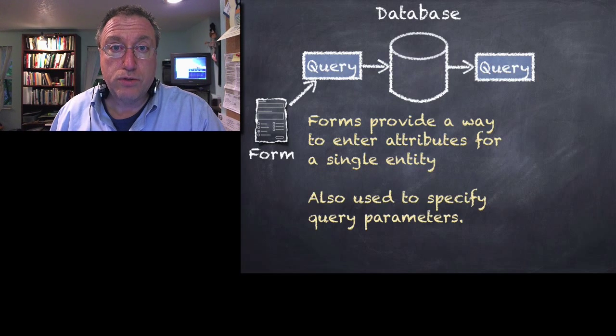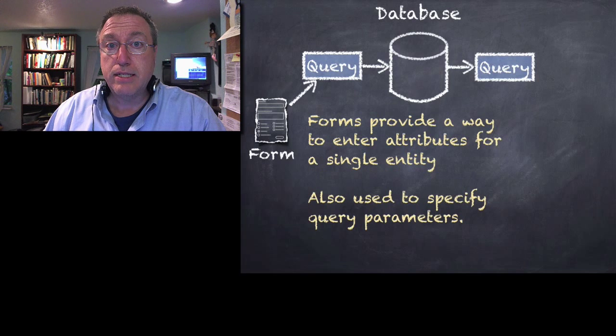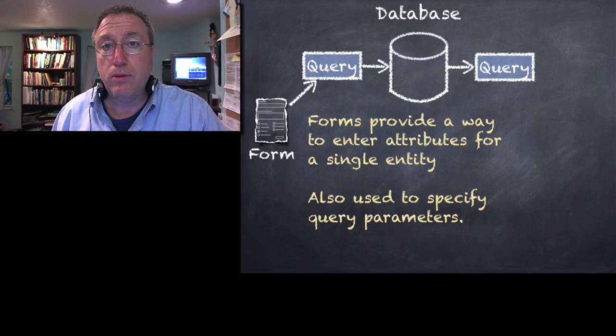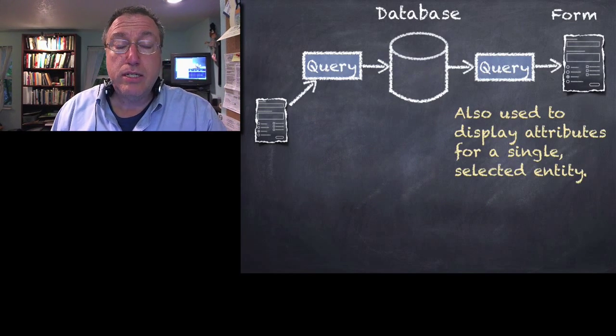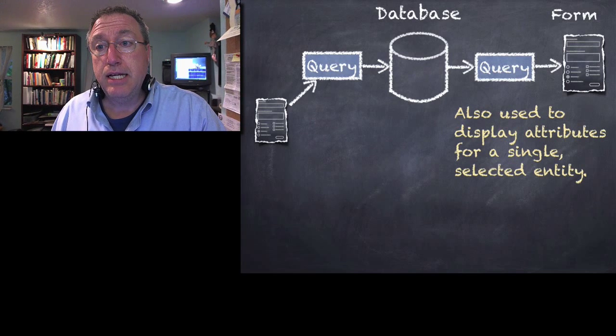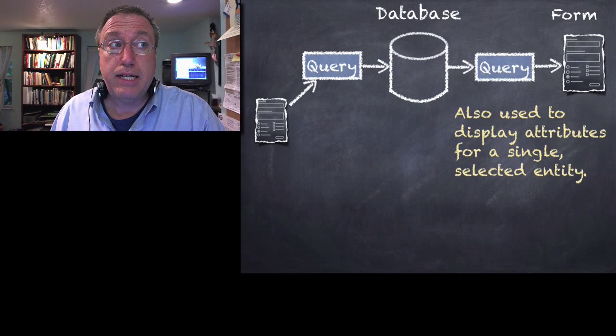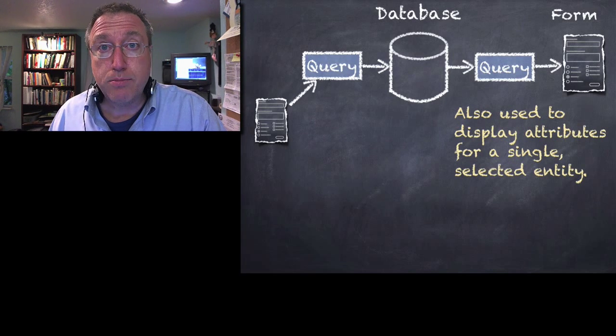Now, you can also use forms to organize the criteria for queries. So forms also help you control queries as well as providing data for queries. On the other side, when you output a particular record, you can display that record in a form with each of the fields of the form containing the value for their corresponding attribute.